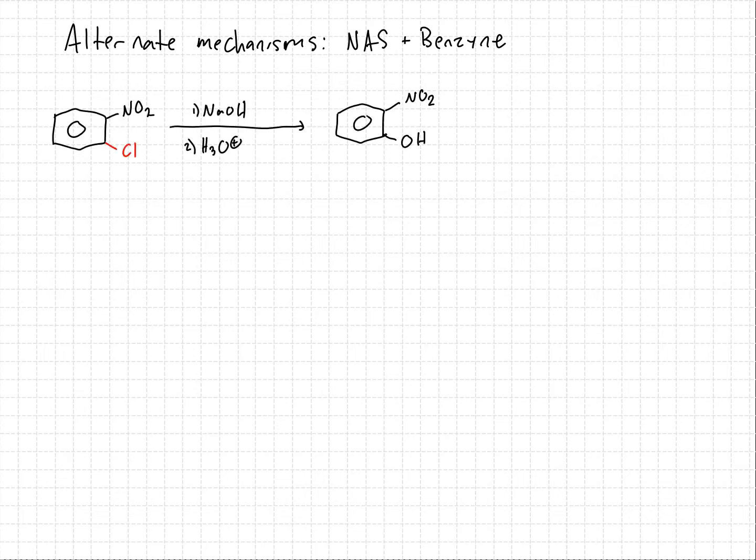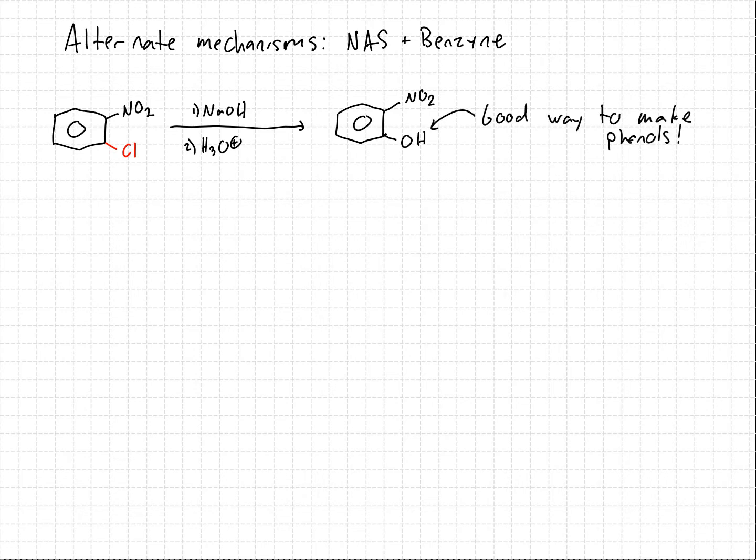To wrap up the chapter, I just want to discuss briefly some alternate mechanisms by which some reactions can happen. The two mechanisms I'm going to talk about here are nucleophilic aromatic substitution and the Benzyne mechanism, or elimination addition as it's called in the textbook. All right, so our first mechanism, nucleophilic aromatic substitution, can happen in cases like this.